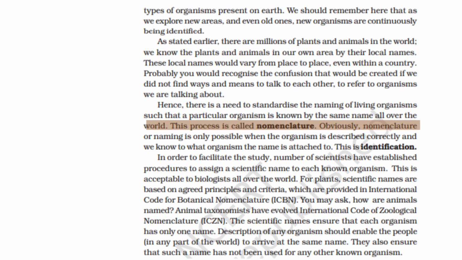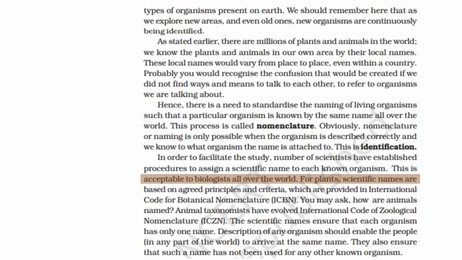Obviously, nomenclature or naming is only possible when the organism is described correctly and we know to what organism the name is attached to. This is identification. In order to facilitate this study, a number of scientists have established procedures to assign a scientific name to each known organism. This is acceptable to biologists all over the world.